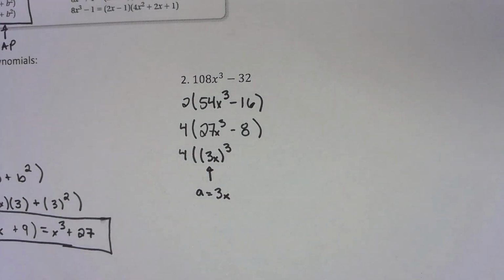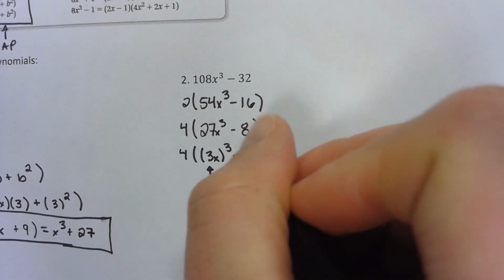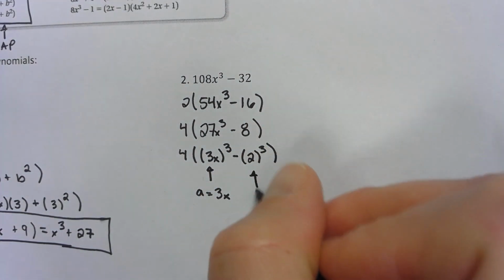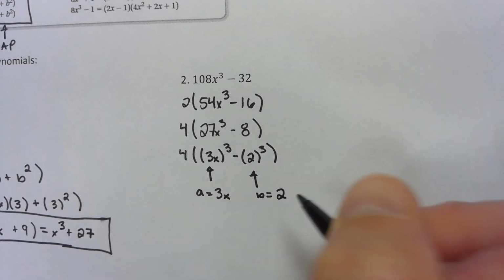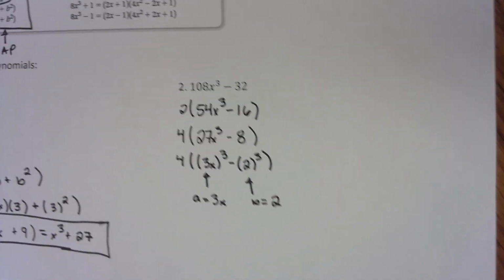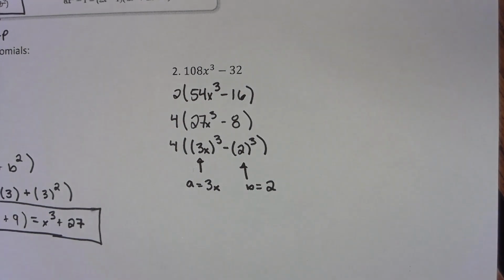8 I recognize as being 2 cubed, or the cube root of 8 is 2. So I'm going to rewrite that as 2 to the power of 3. This allows me to identify the value of B as being 2. So again, that is the hardest part, the recognition and the identifying of A and B. Now it's just a matter of us plugging in all of these terms in the right place.